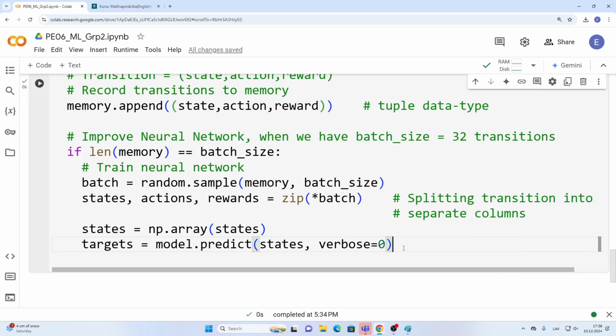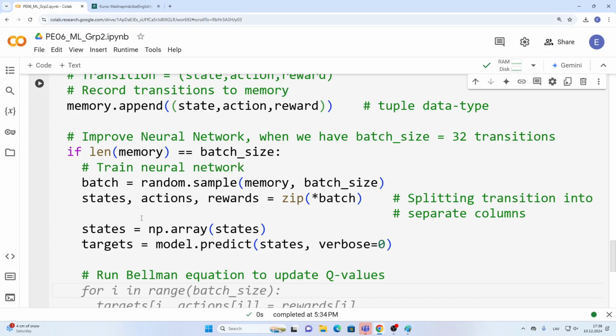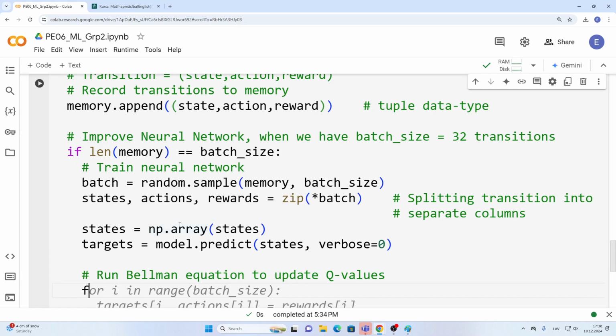So we go back here and say run Bellman equation to update Q values. Q values are our targets. So we have to work with each of these batch elements. There are 32 of them together. For each separately we work.